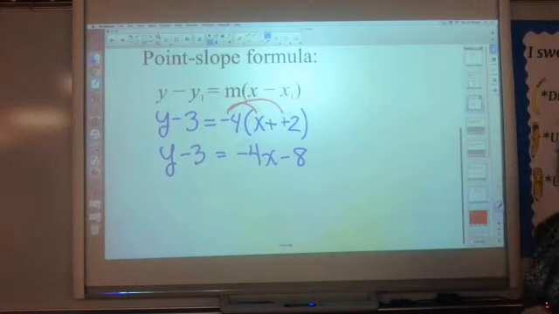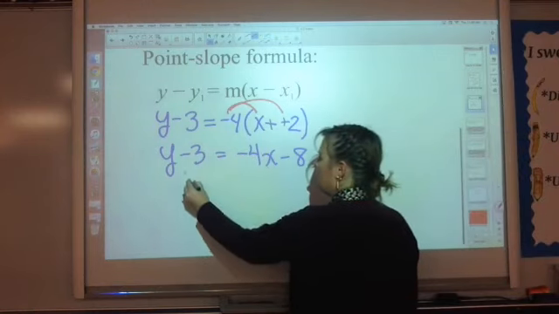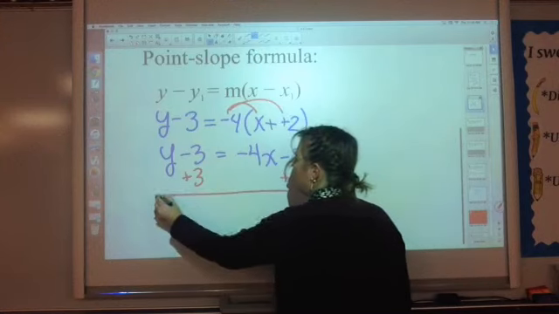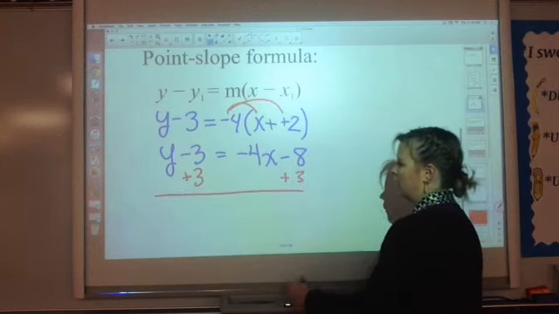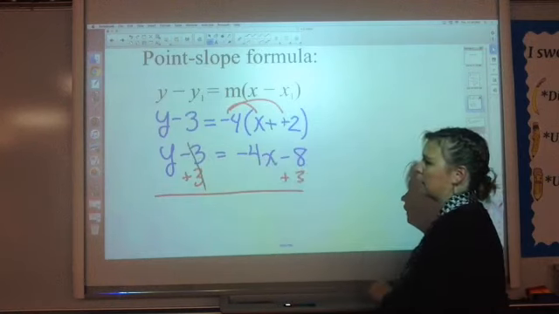Step 2, we've worked on this. We've tried to isolate y before. We're going to isolate y by adding 3 to both sides. Make sure you add it where you have like terms. A 3 and an x are not alike. A 3 and an 8 are.